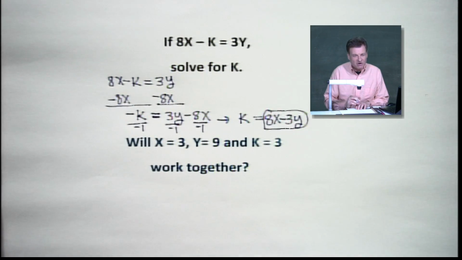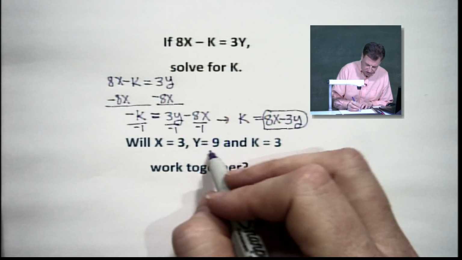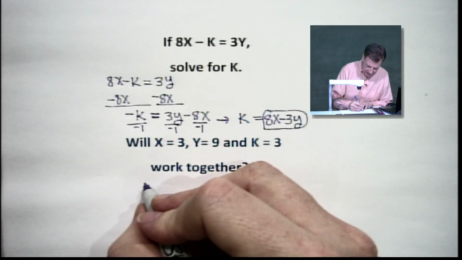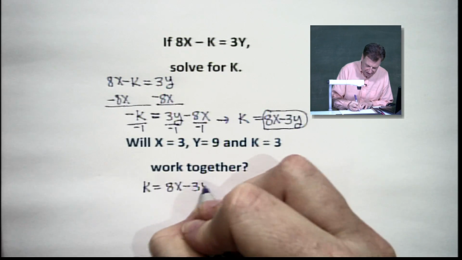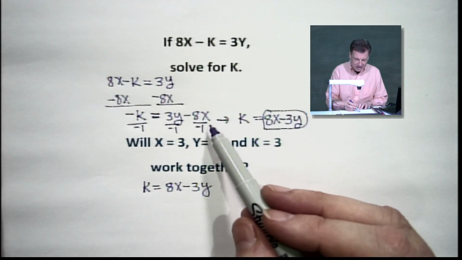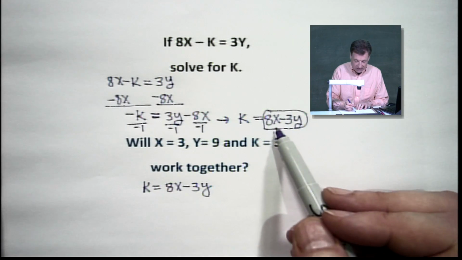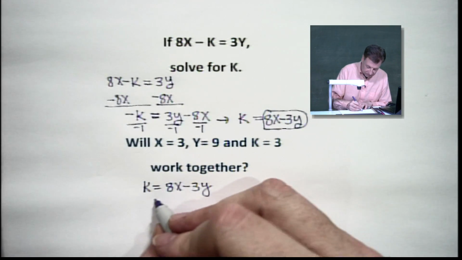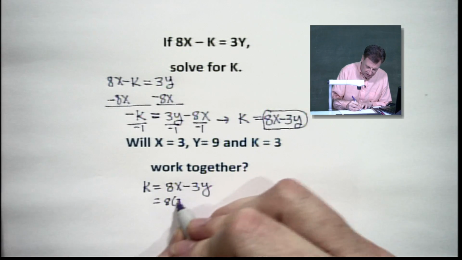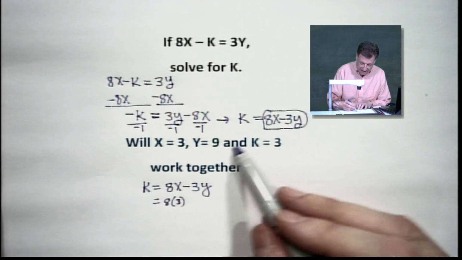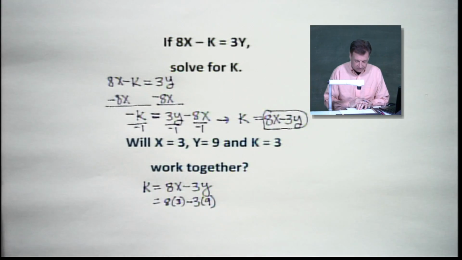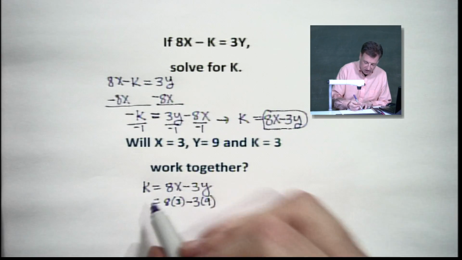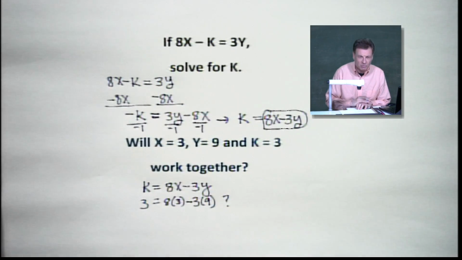But let's go down here and figure out, will these numbers work together? What does that mean? Let's go to what we've figured out. Let's see what k equals. K equals 8x minus 3y. So in other words, if you supply a 3 in for x, it'll be 8 times 3, and you supply a 9 in for y, the question is, will you get 3? That's our question mark.